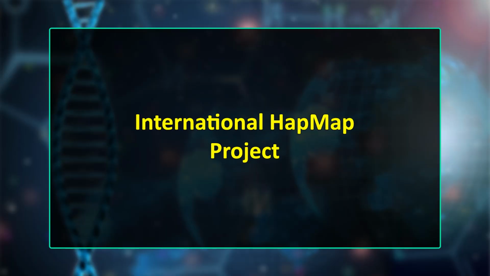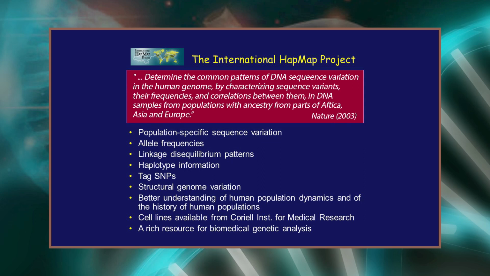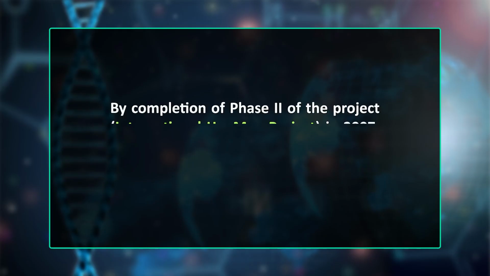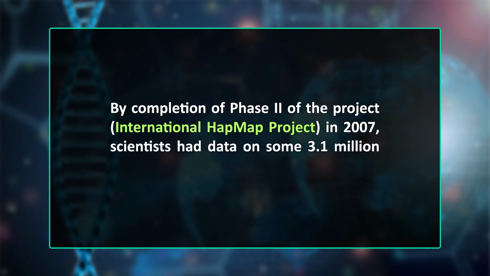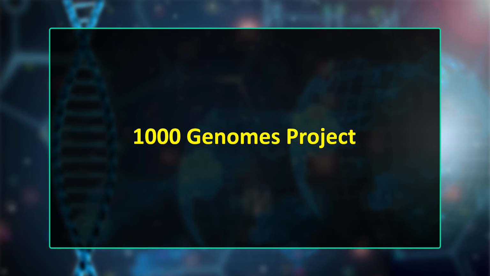Now let us know the International HapMap Project. In 2002, the International HapMap Project, which was designed to identify genetic variations contributing to human diseases through the development of a haplotype, that is haploid genotype, map of the human genome, began. By completion of phase 2 of this HapMap project in 2007, scientists had data on some 3.1 million variations in the human genome.